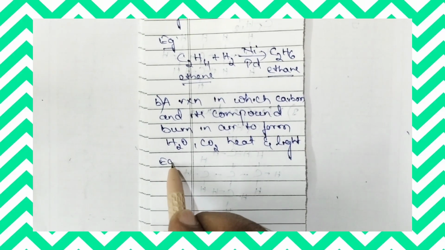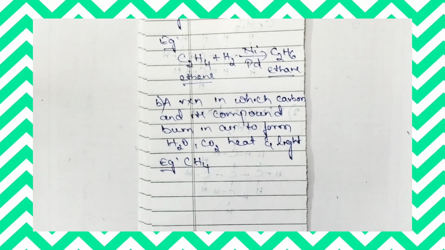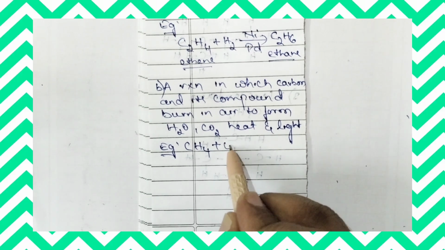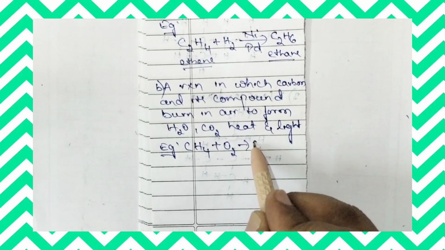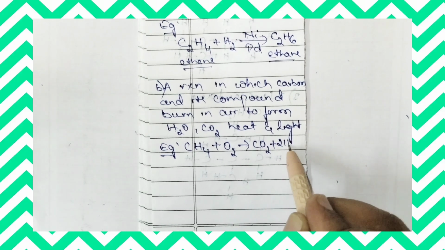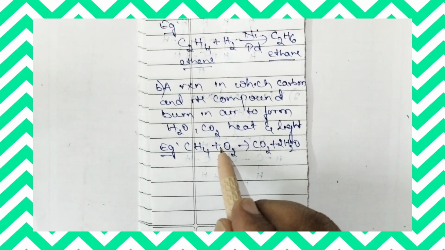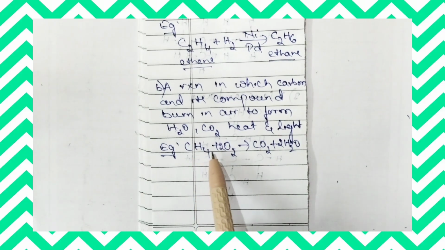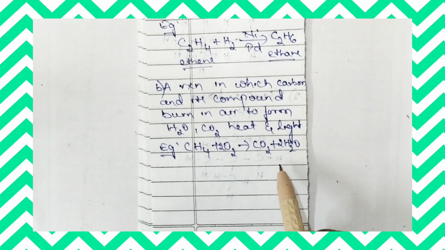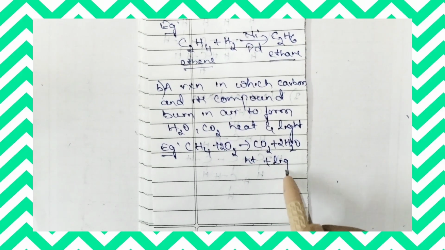Example for combustion, we have taken methane. When methane is burnt in presence of oxygen, it forms carbon dioxide plus water. So carbon dioxide and water are formed. CH4 plus 2O2 gives rise to CO2 plus 2H2O. Along with this, it releases energy in the form of heat and light.